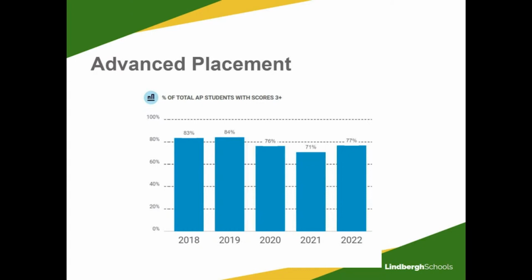So this is our 5-year trends of our AP test scores. So that's a 1 to 5 scale, and a score of a 3 or higher is considered a passing score. And we saw, obviously, a dip there during the pandemic years, but we've started to rebound and had some great passing scores, 77% this year.